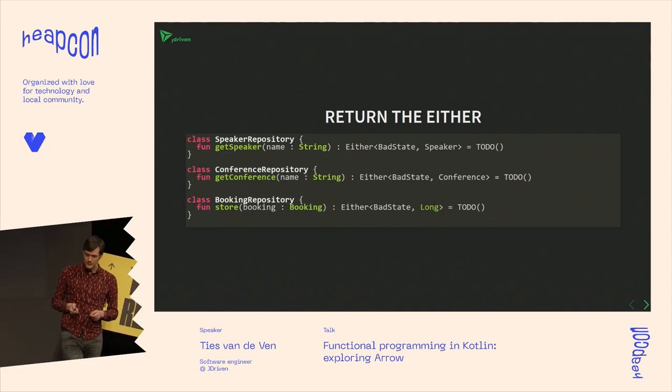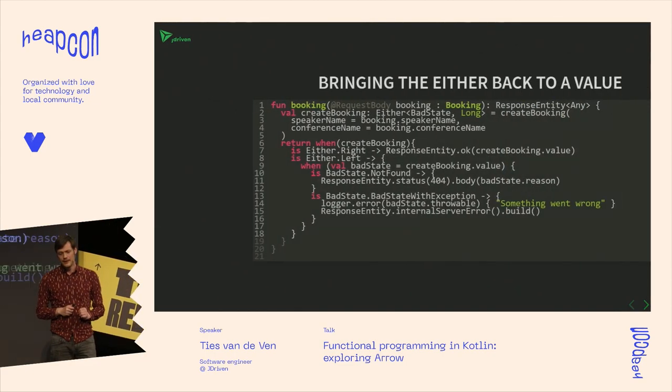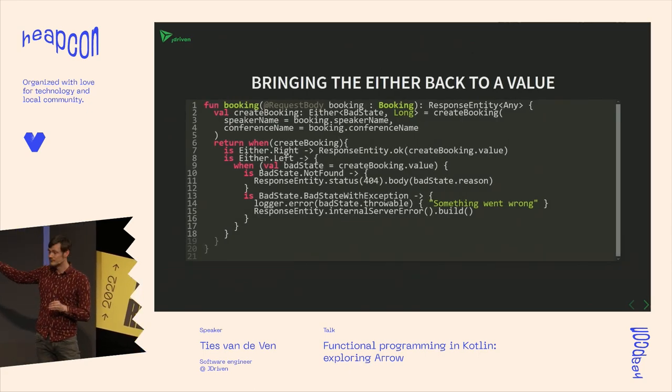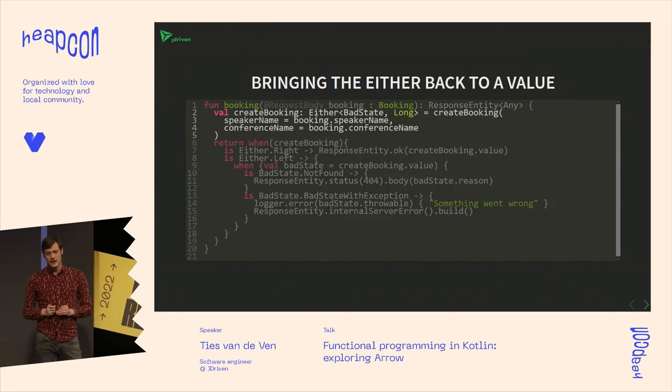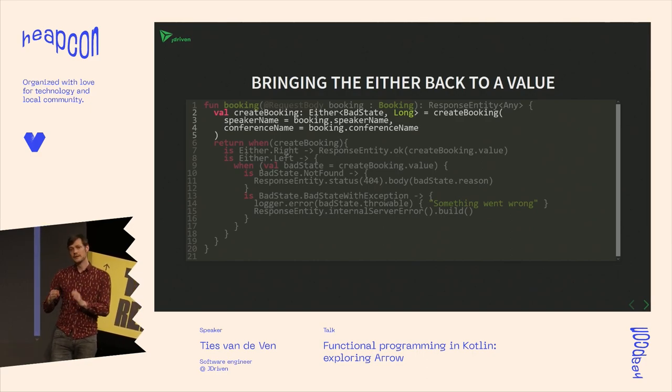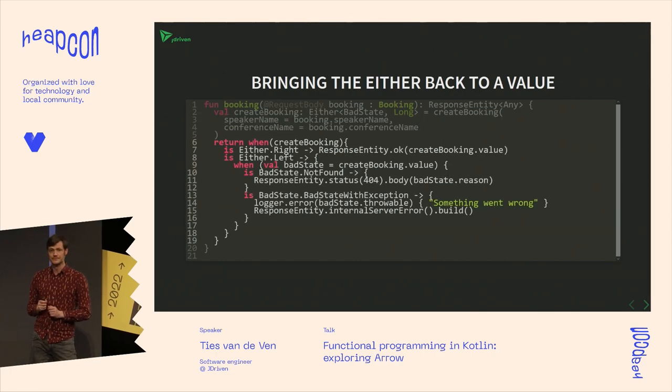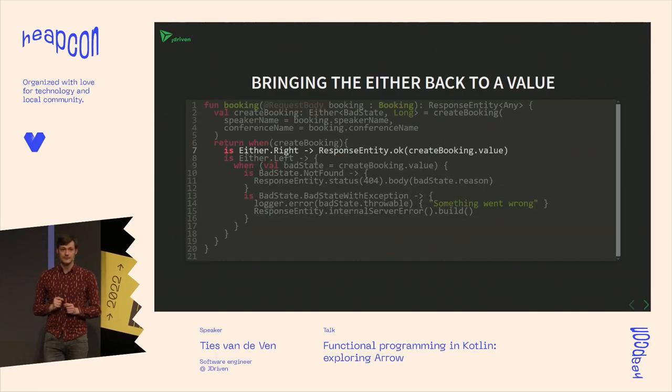So I'm going to skip the service for now. But look at our controller again. A lot of code. We're going to go through it. So first, we create a booking that returns an Either: an instance of Left containing a BadState or an instance of Right containing a Long. So now we pattern match over it. If it was an instance of Right, everything went OK. We can just return our 200.